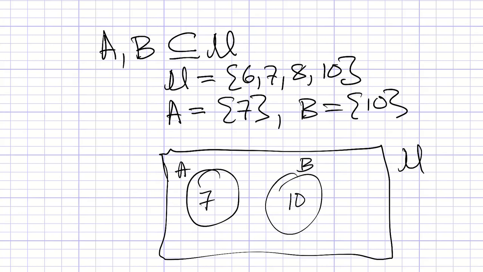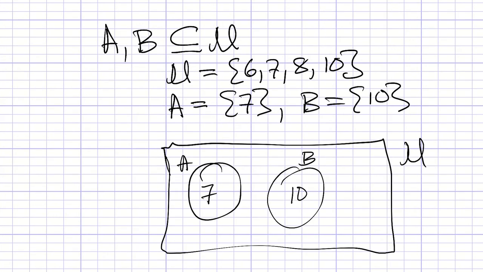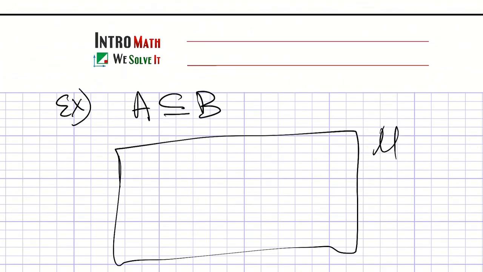By the way, A and B did not exhaust all the elements of the universal set, so you're supposed to put the elements left here. What is left is 6 and 8. You're supposed to put them there like that. That way, when somebody looks at it, they can see all the elements involved, right? All right. Okay, so let's go to the next example.